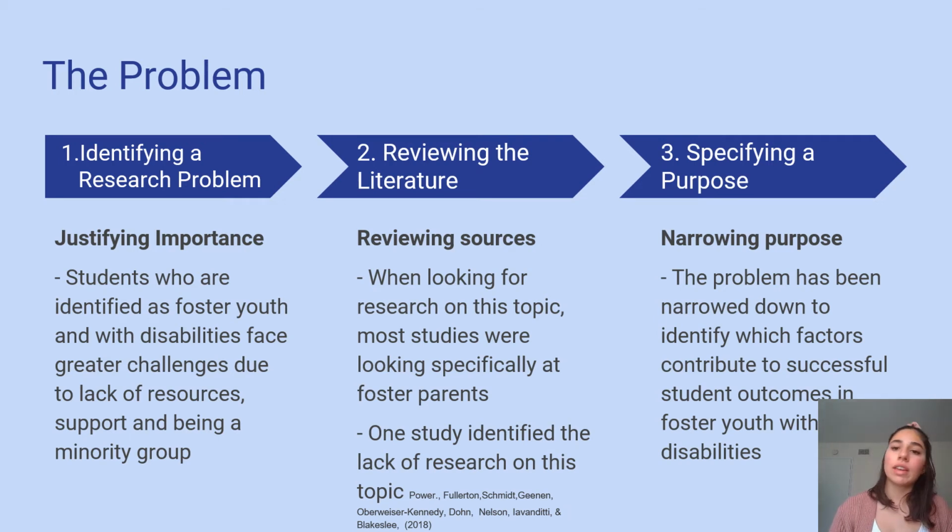So because of that, now we're specifying a purpose and we're narrowing the purpose down. So I have identified that the overall problem is going to be narrowed down to identifying which specific factors contribute to the successful outcomes of students who are identified as foster youth with disabilities. So I'm making it a lot more specific, taking it from a broad topic of there are disadvantages for this group to specifically what is affecting their successful student outcomes.